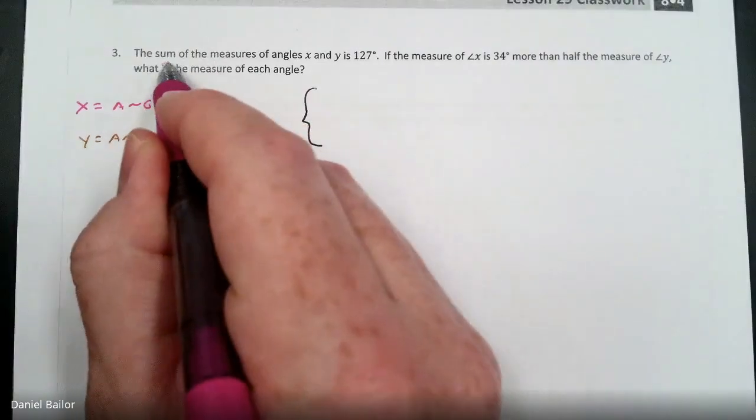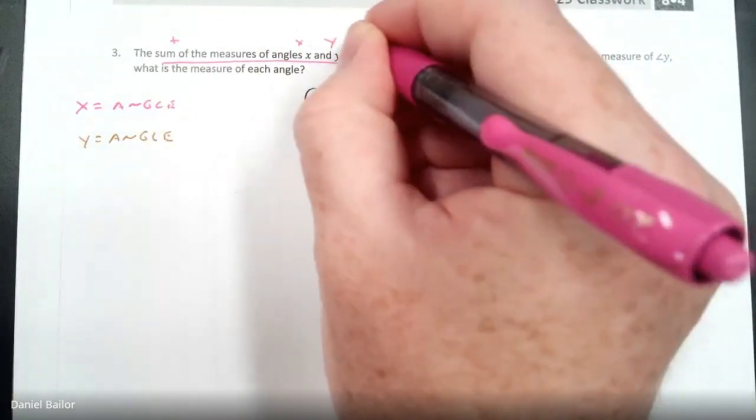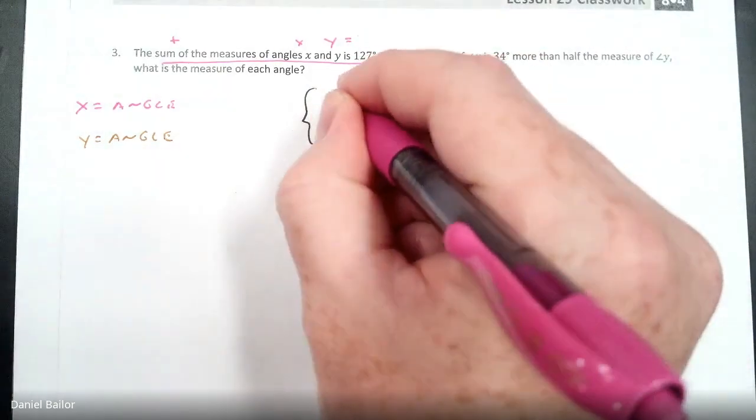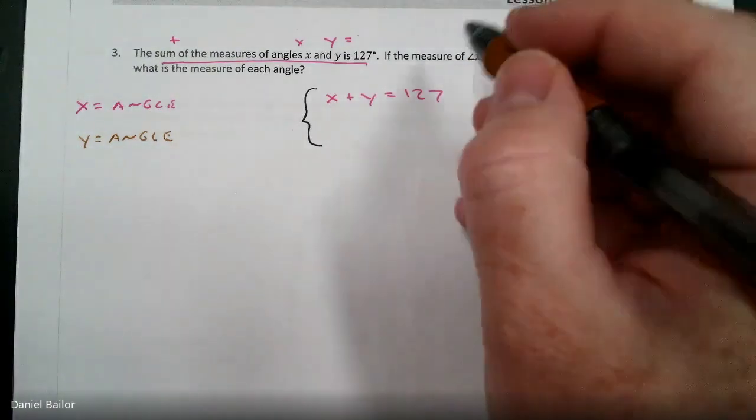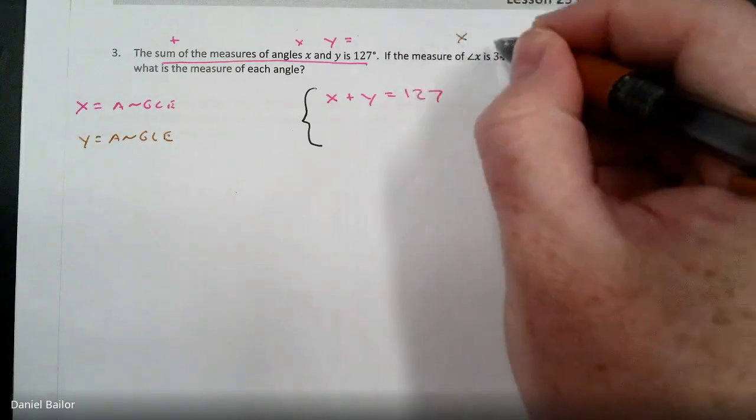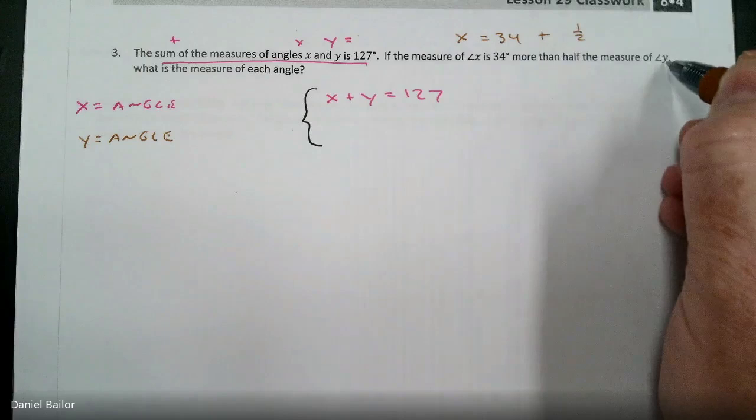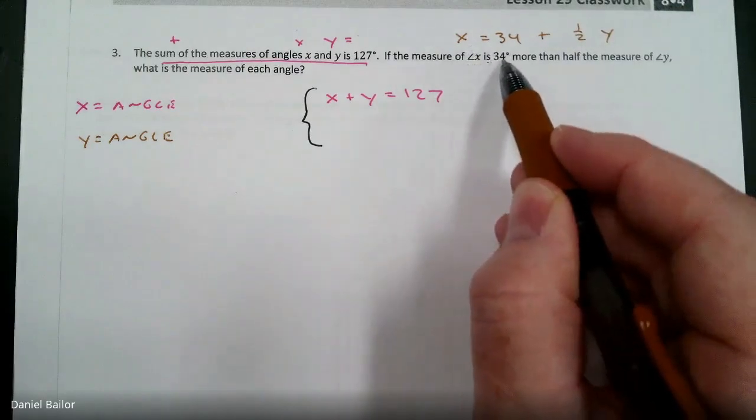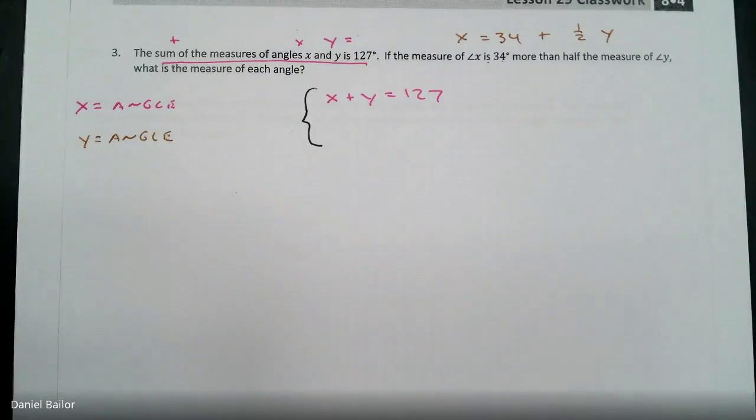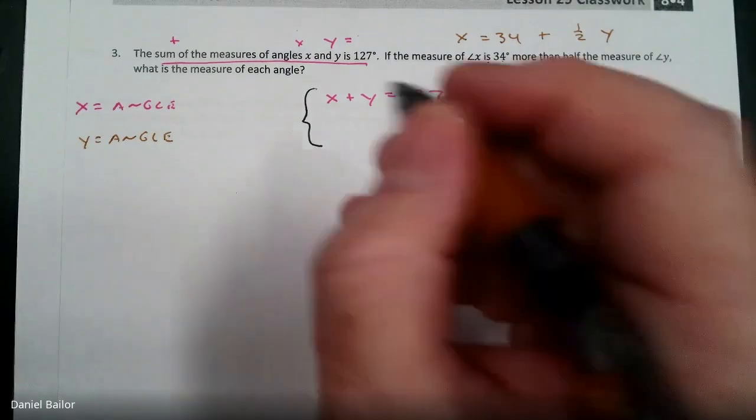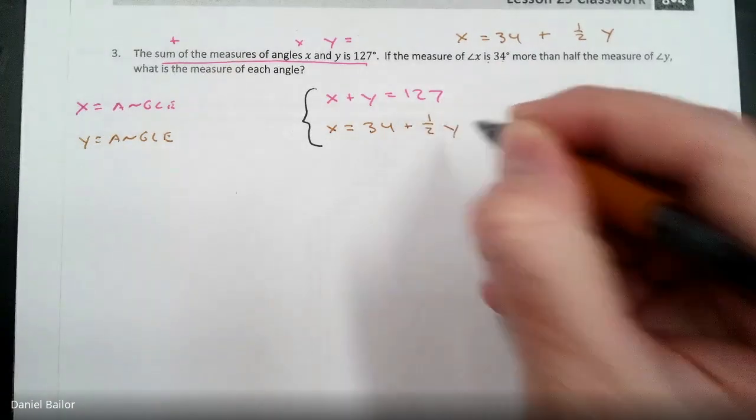But the first one says the sum of angles x and y is 127. So I'm going to do x plus y equals 127. The next equation is a little bit trickier. So x, the measure of angle x, is 34 more than half the measure of y, half y. You see how I just translated one piece at a time, changing English language into math language. So I get x equals 34 plus 1/2 y.